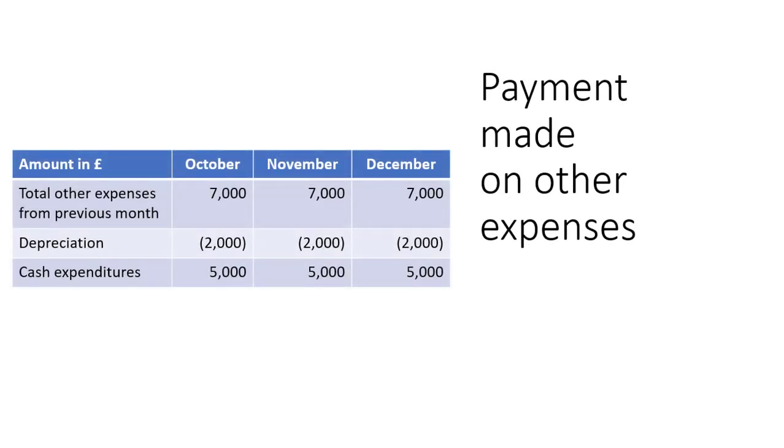And then payment made on other expenses. We use the total expenses from the previous month because the other expenses are in arrears. This 7,000 in October was from the September expenses. Now these total other expenses include depreciation, so we have to remove that because we are preparing a cash budget. We will only consider cash expenditures. So 7,000 less 2,000, we have 5,000 here.